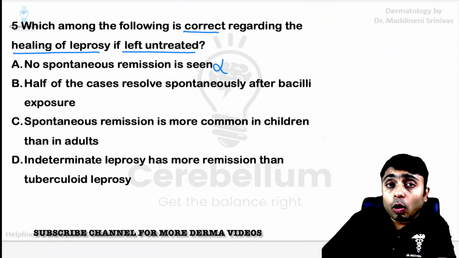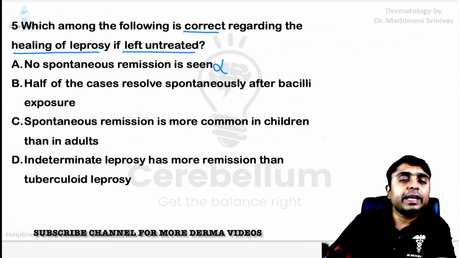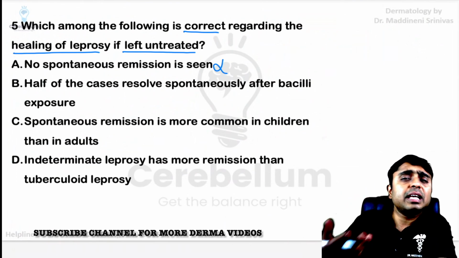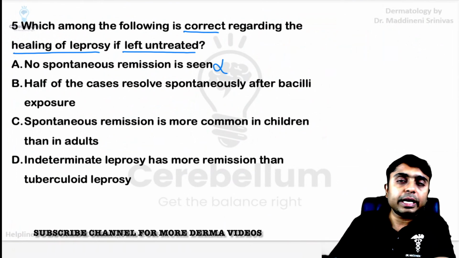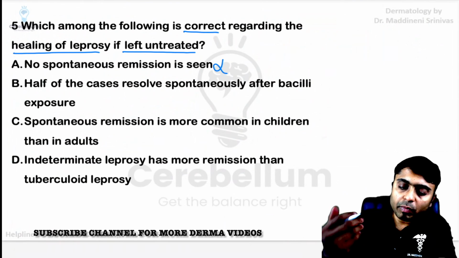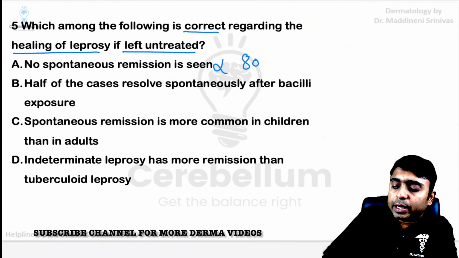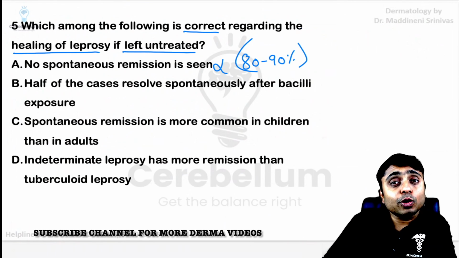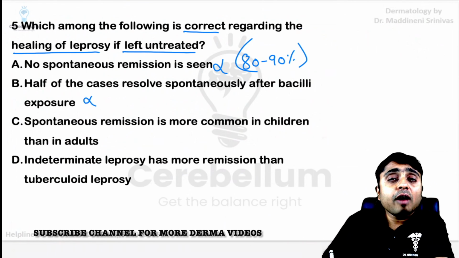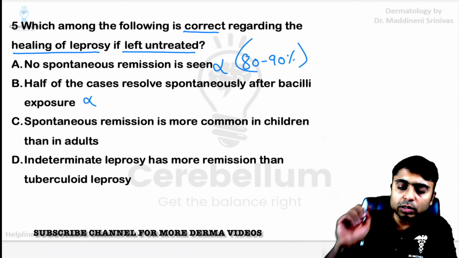Why? Because almost any person who has contact with Mycobacterium leprae, just take for example we dermatologists who come in contact with leprosy patients very frequently, every day we are in contact with Hansen's patients. But remember, there is going to be a very good spontaneous resolution or remission, ranging from 80 to 90%. So with this number, you already know that option B is also wrong. Why? Because it mentions that only half of the cases resolve spontaneously, whereas it is actually 80 to 90%. So this is also a false statement.